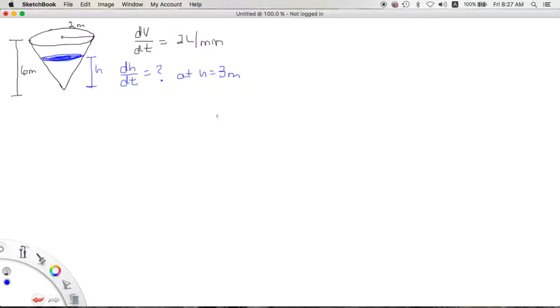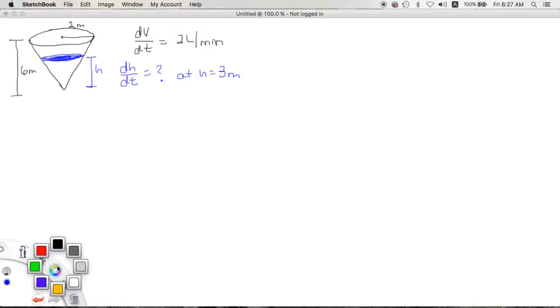So I'll read that again. An oil storage tank is built in the form of an inverted right circular cone with a height of 6 meters and a base of radius 2 meters. Oil is pumped into the tank at a rate of 2 liters per minute. How fast is the level of oil rising when the tank is filled to a height of 3 meters?